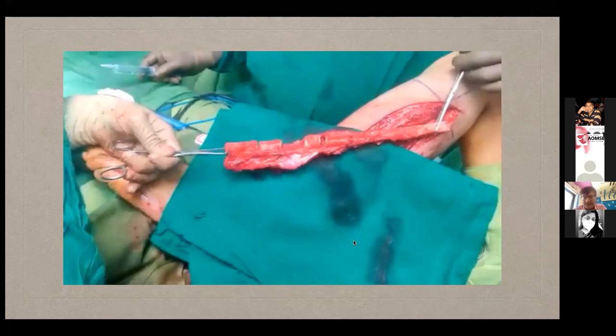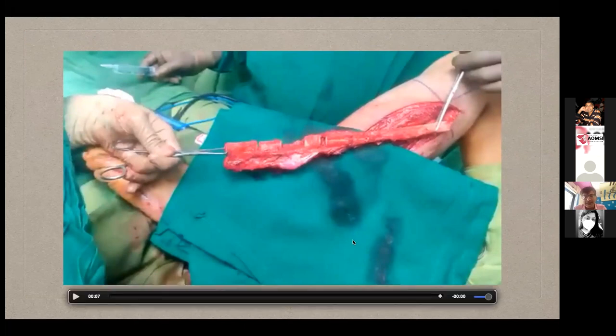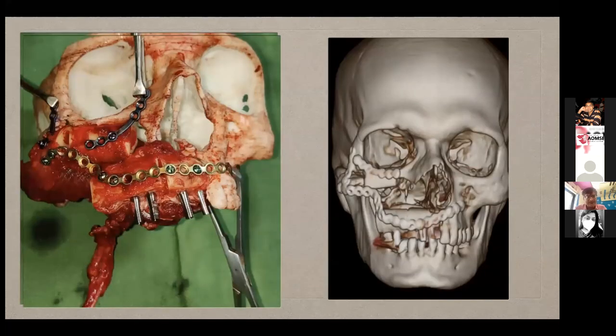The left side two segments are forming the zygomatic arch and the zygomatic prominence. The right side two segments will be forming the maxillary alveolar ridge. And the rest of the vessel will travel to the neck. So once that is done, we will confirm the position.